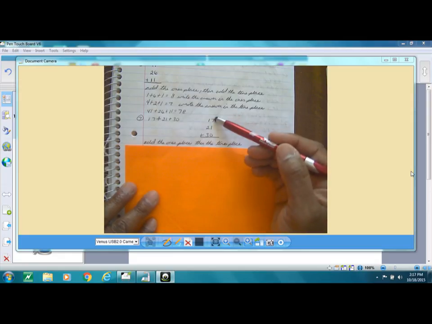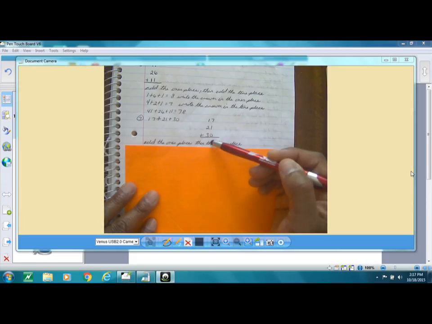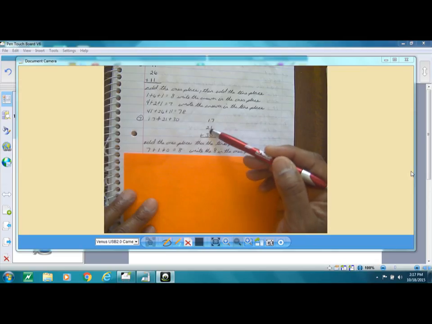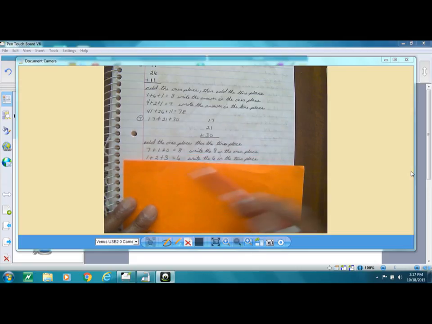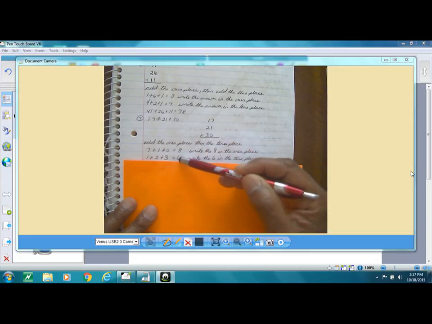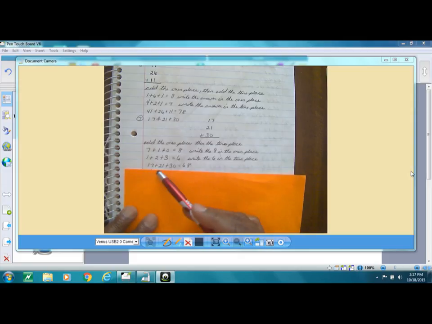First thing you do is add the numbers in the ones place, then the numbers in the tens place. In the ones place, we have 7 plus 1 plus 0. That means you put an 8 in the ones place. So underneath these numbers that you see me touching, the 8 goes right here. Then you add the tens place. That's 1 plus 2 plus 3. 1 plus 2 is 3. 3 plus 3 is 6. So that's going to be the answer to 17 plus 21 plus 30.